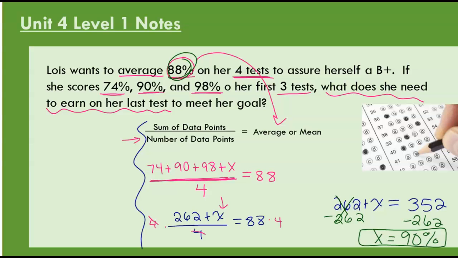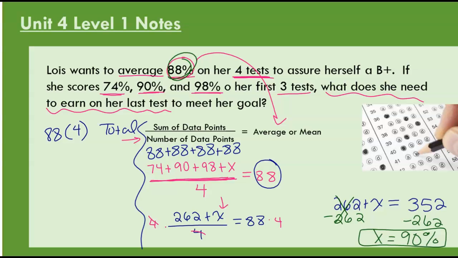You could have done this a different way without the algebra if you understand what average is. So if my average is 88, that's really 88 times 4, because you're saying that all of these 4 data points have an average of 88. So whether it's above or below, it's really 88 times 4 for that total. And that total again was 352. And then we need to subtract what we have so far, which was that 262. And we are left with 90.